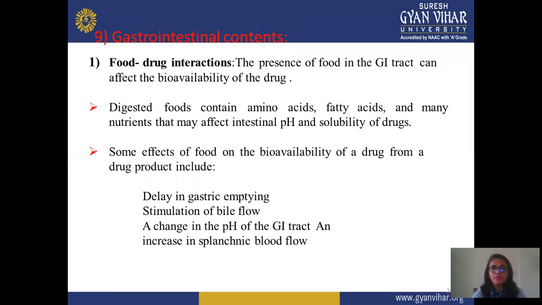Next is food-drug interaction. The presence of food in the GI tract can affect the bioavailability of the drug. Digested food contains amino acids, fatty acids, and many nutrients that affect the intestinal pH and solubility of the drug. Some also affect the pH and viability of the drug, through delayed gastric emptying, stimulated bile, change in pH of the GI tract, and increased splanchnic blood flow.